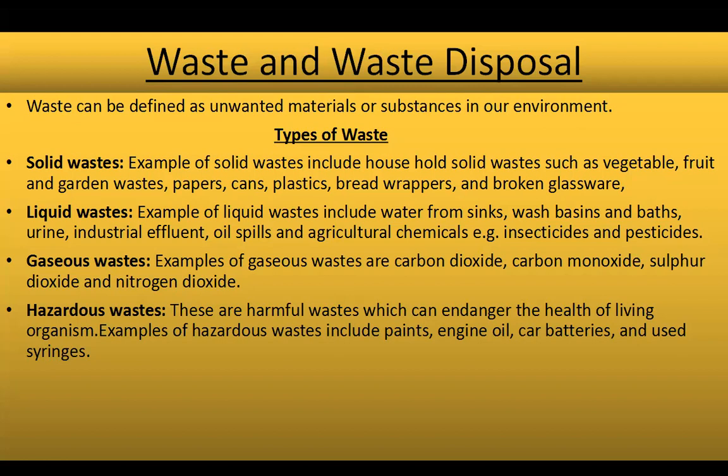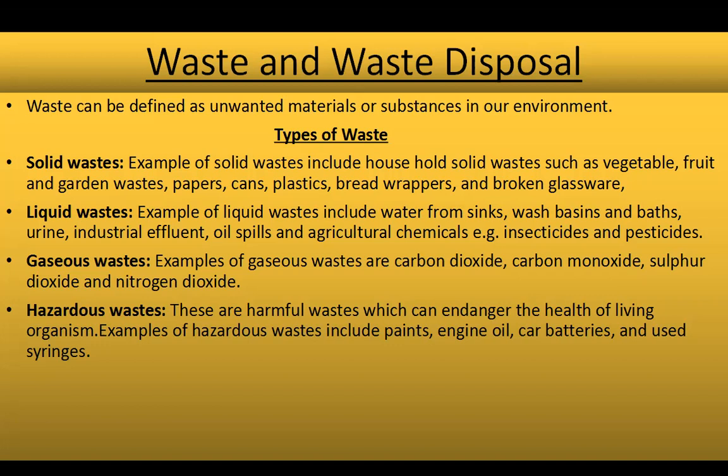The first one is the solid waste. The solid waste, these are in solid phase or are in solid form. So examples of such solid waste include household solid waste such as the vegetable, fruit, and the garden waste, papers, cans, plastics, bread wrappers, and the broken glassware. So all these are examples of solid waste. There are many of the solid waste that you can get in our environment.